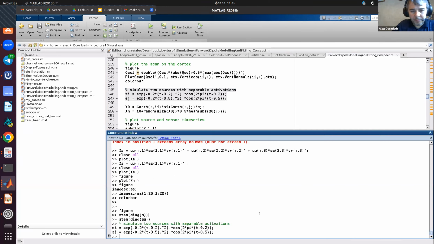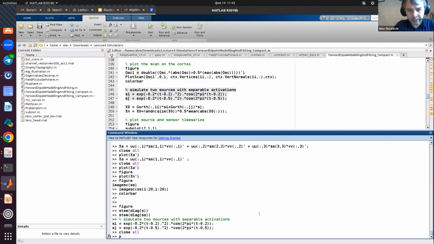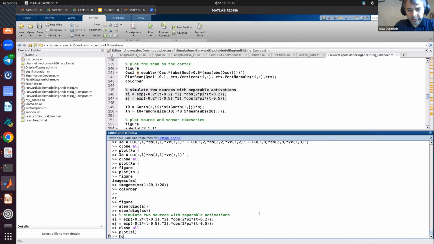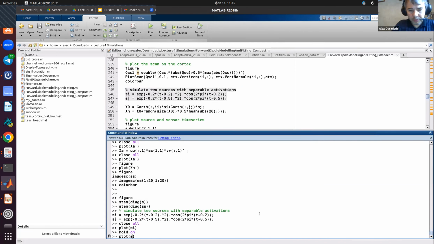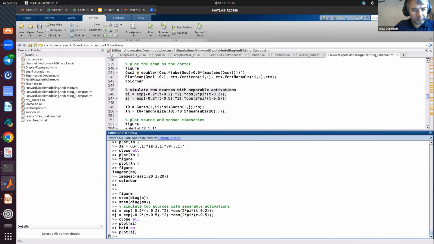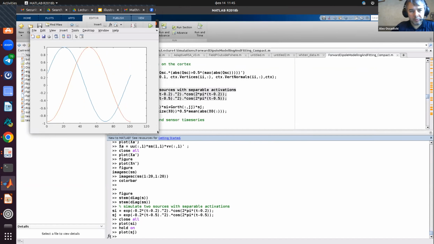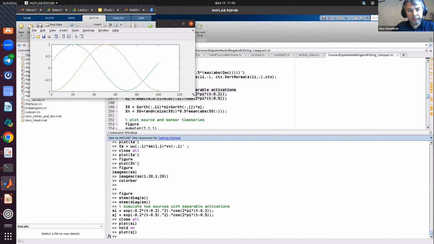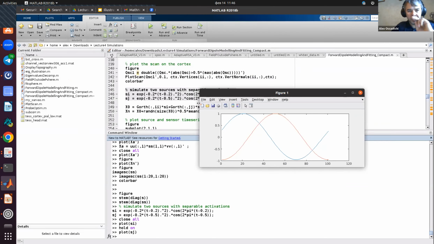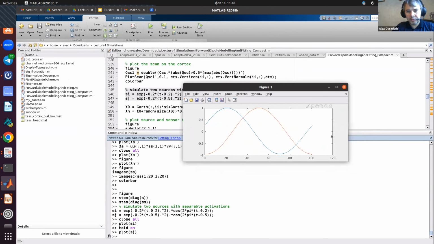And now I will close all, and I will plot SI, and then I will do hold on, and I will plot SJ, okay? Of course, this is an artificial example. I'm just making this example, basically. So you have these two time series, which are slowly decaying sinusoidal oscillations.